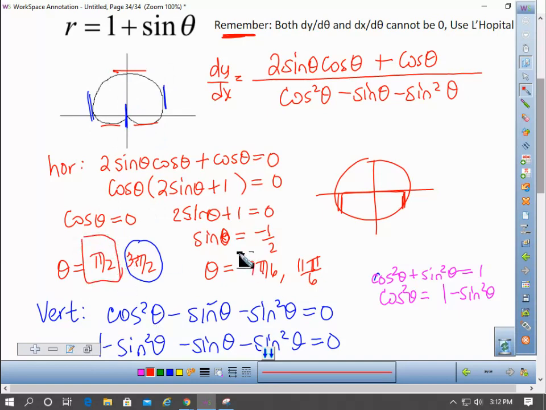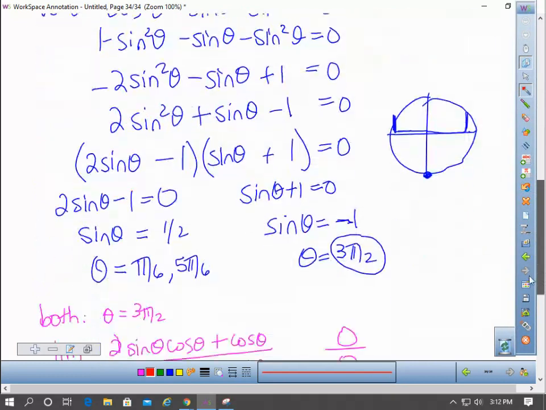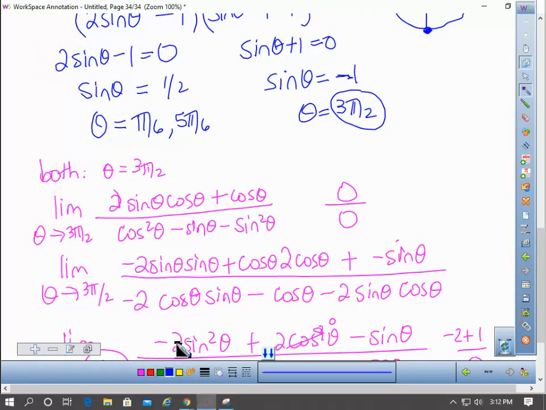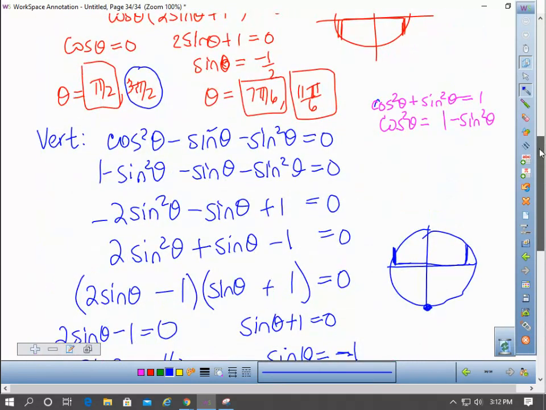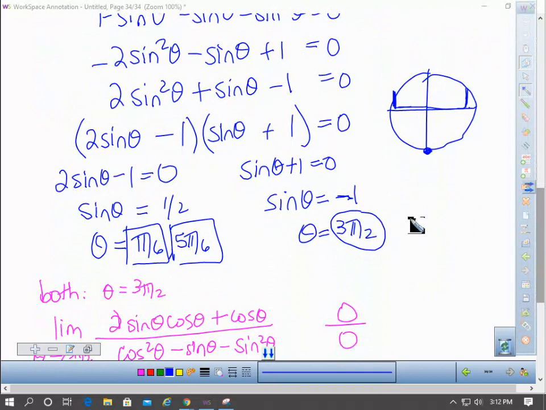Okay? So up here in my answers, I'm able to conclude that for my horizontal tangent lines, it's pi over 2, 7 pi over 6, and 11 pi over 6. And for my vertical tangent lines, it's pi over 6, 5 pi over 6, and 3 pi over 2. So this one is not horizontal, it's a vertical.